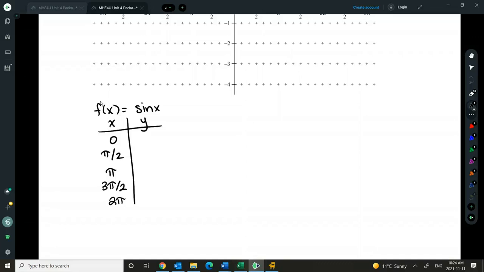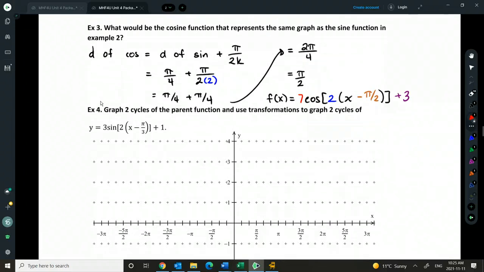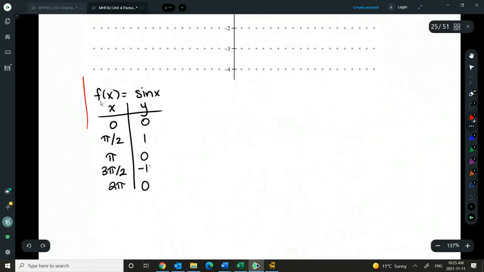So if we were to plug all of these into our calculator, into sine, making sure we're in radians, we get 0, 1, 0, -1, and 0. These are our main points that we're going to transform. We are actually asked to graph 2 cycles of the parent function as well, so if you wanted to, you could extend this into the negative direction for your table of values, but I think we can just extend by looking at the pattern and extending back into the negative section. That was part of our homework from lesson 3.